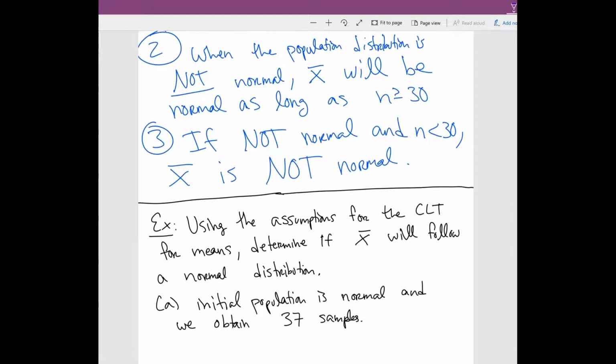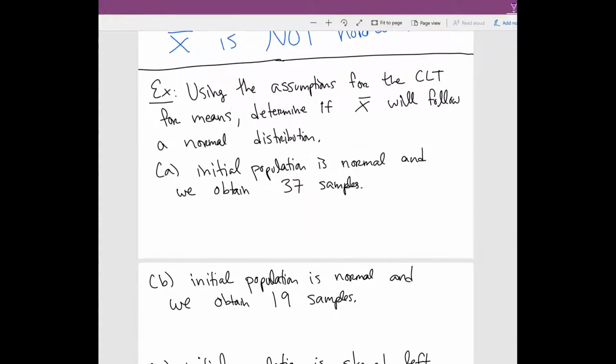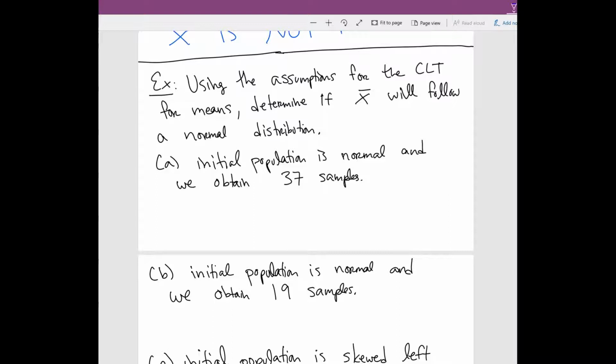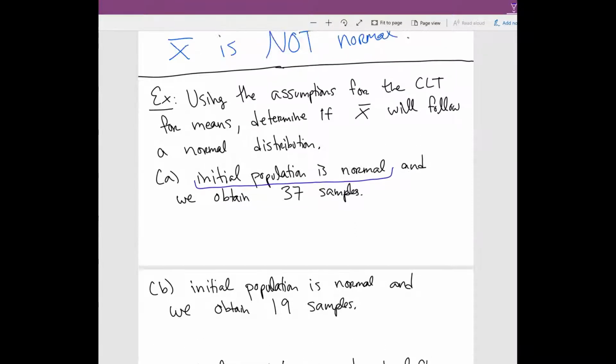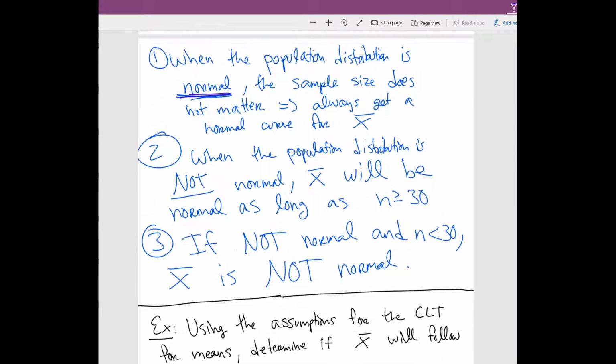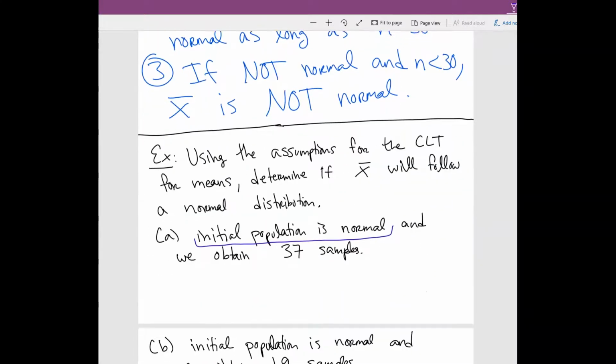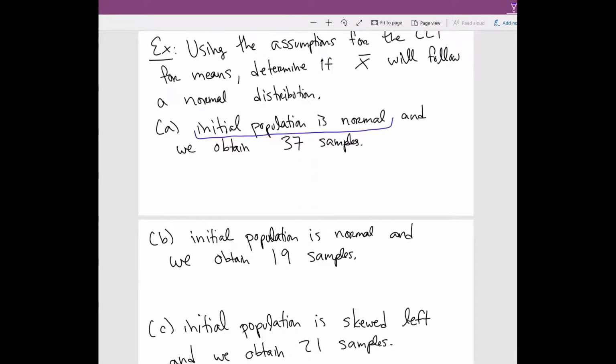Okay, so let's first start working with some of these assumptions. Here's an example. Using the assumptions for the CLT for means, determine if x bar will follow a normal distribution. The first part says the initial population is normal and we obtain 37 samples. So what do we know? We know that the initial population is normal. That's case number one. If it's normal, the sample size doesn't even matter. It doesn't matter how big I make the sample. My x bar is still going to be normally distributed.